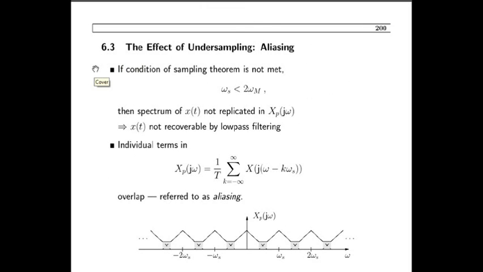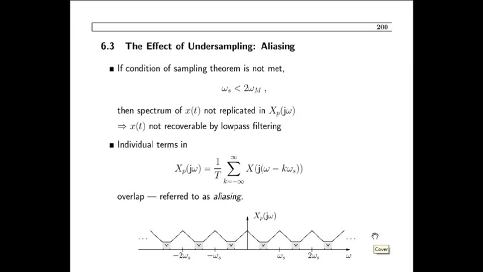Now we'll start with the next topic, which is aliasing, or the effect of undersampling. If the condition of the sampling theorem, omega s greater than or equal to 2 omega m, is not met, that is, omega s is less than 2 omega m, then the spectrum of x(t) will not be replicated in Xp of j omega, and x(t) will not be recoverable by low pass filtering.